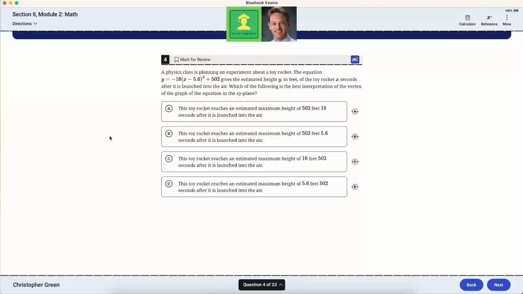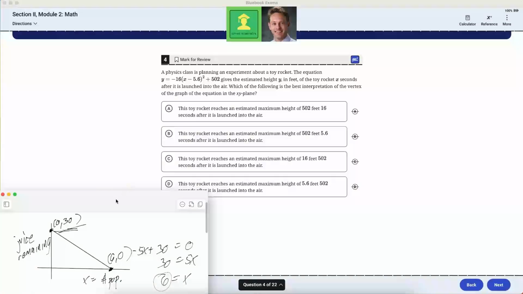30 fluid ounces remain when he began to make the popsicles. A physics class is planning an experiment about a toy rocket. The equation gives the estimated height, y, in feet of a toy rocket x seconds after it is launched into the air. Which of the following is the best interpretation of the vertex of the graph of the equation in the xy plane? The vertex of the graph.